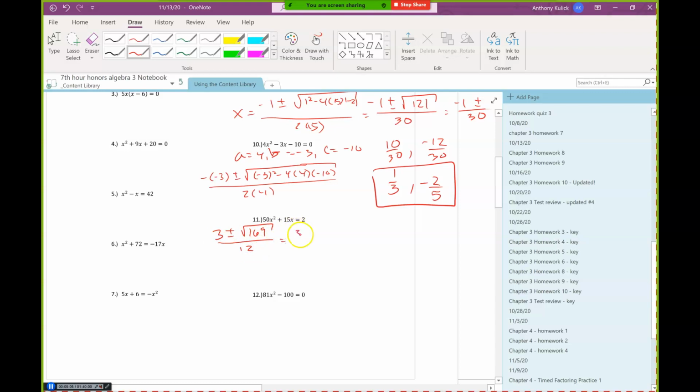The square root of 169 is a perfect square. That's actually just 13. So 3 plus 13 is 16 over 12. And then 3 minus 13 is -10, and both of those reduce a little. So that becomes 4/3, and that one becomes -5/6.